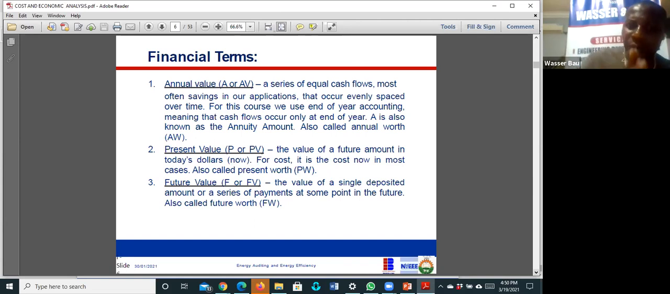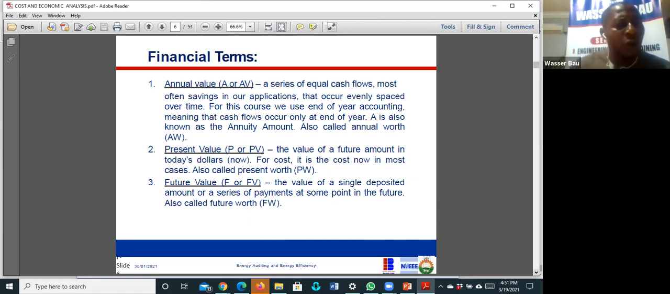Then we have the present value. The value of a future amount in today's dollar. For cost, it is the cost now in most cases, also called the present worth. So when we say present value, we're talking about if I enter Wholesale market now, or I enter Ikeja market, Alabama market now, what is the cost of iPhone 12? That is what we mean by the present worth cost. And the method of cost, if I now want to call it the present value, you can also call it the present worth. So what is the present value? What is the present worth? Both of them can be used interchangeably.